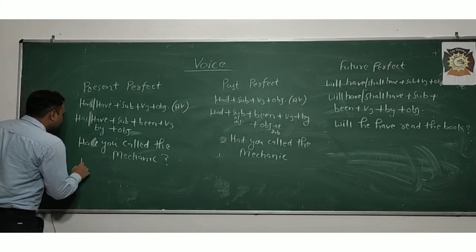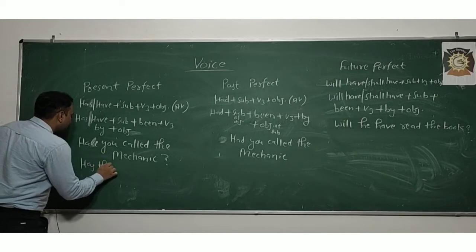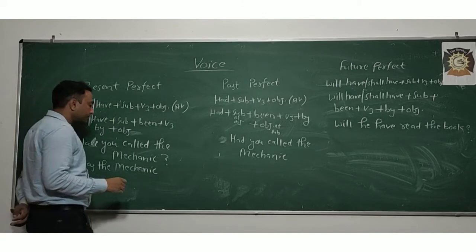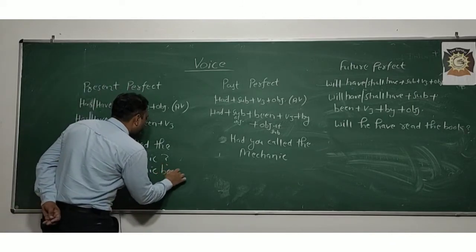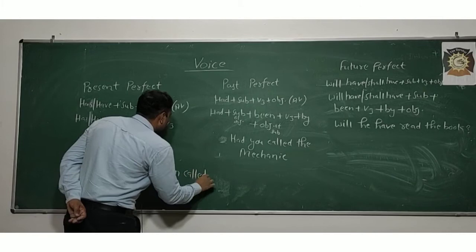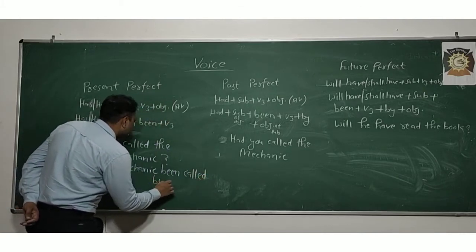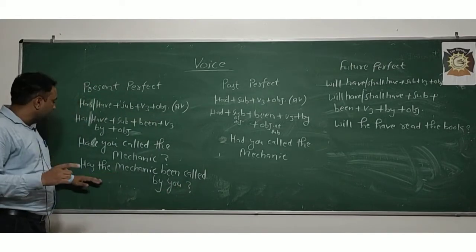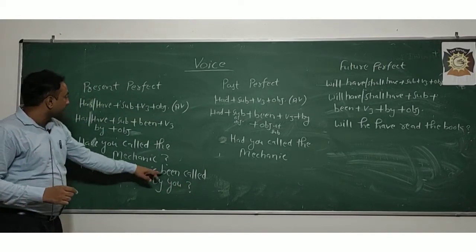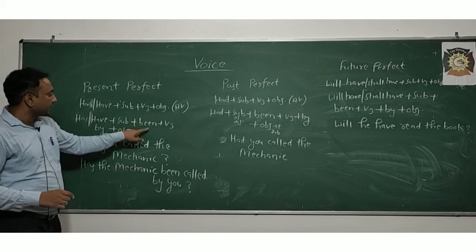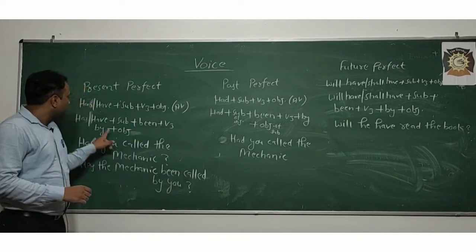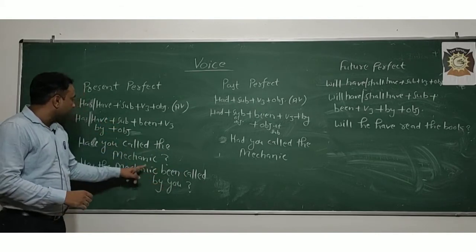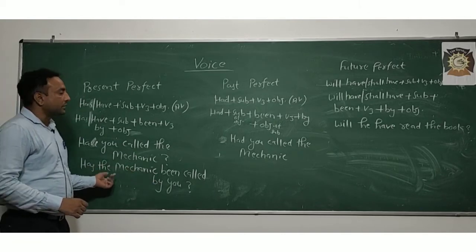The mechanic. So has the mechanic been called? Has the mechanic been called by you? Question mark. Listen, the mechanic is singular, that's why we have used has here, and after the subject, the mechanic, I have used been, V3 called, and by. And after that, you, which is the subject in the sentence, becomes the object here. The mechanic is the object, it becomes the subject of the object.